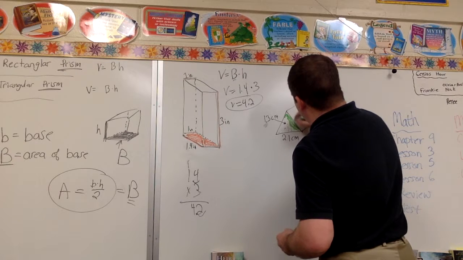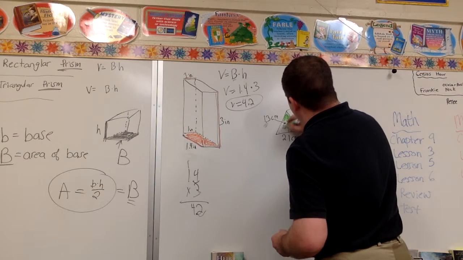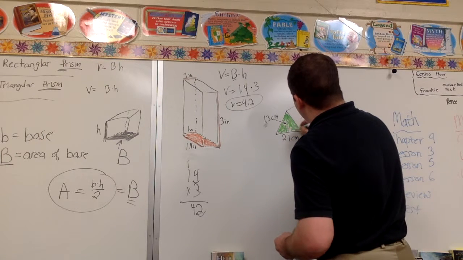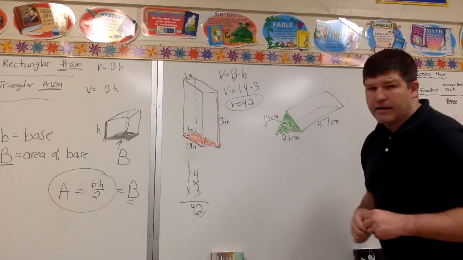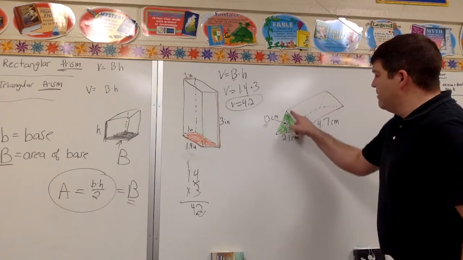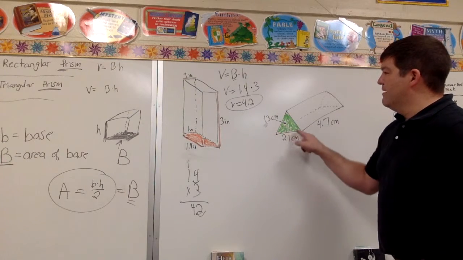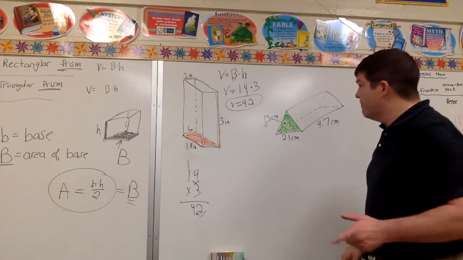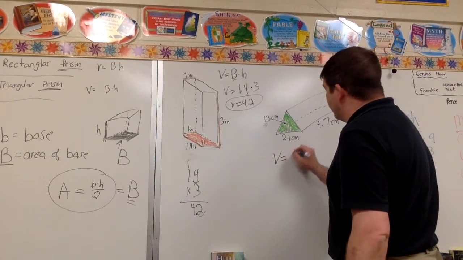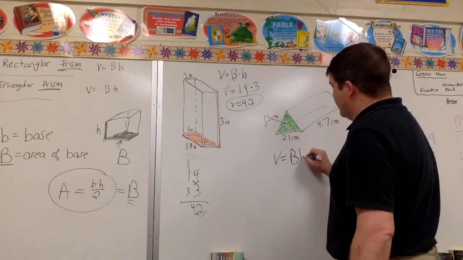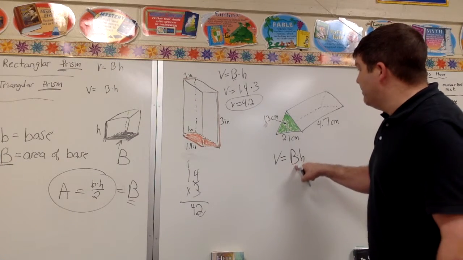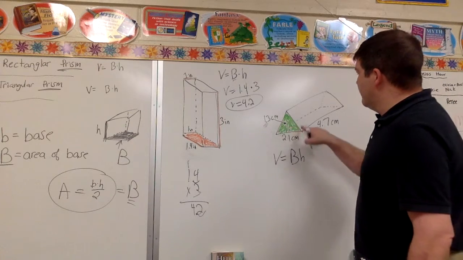Okay, so that is my base. This is my big B. The area of this is my big B. So, my formula is V equals big B times H, which is my height. Okay, so I'm going to figure out this B first. The B is the area of the base.